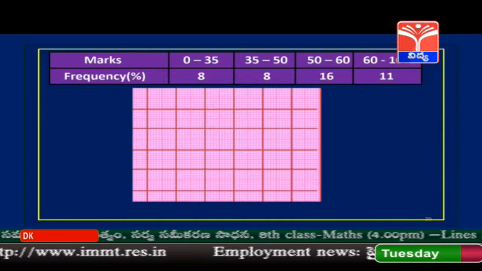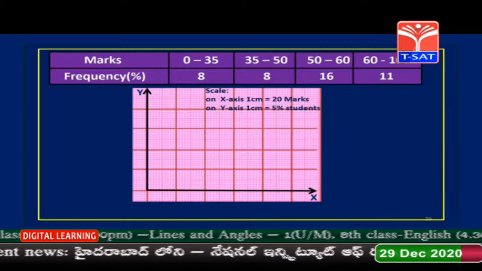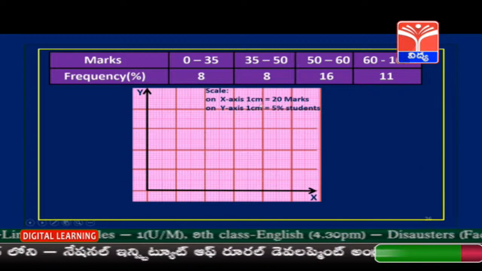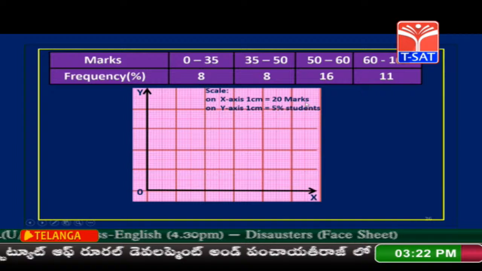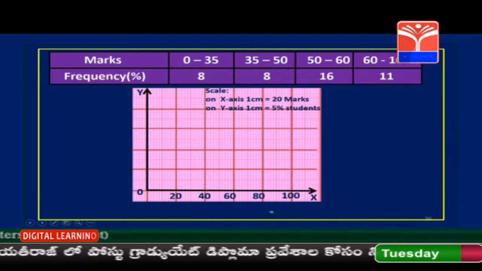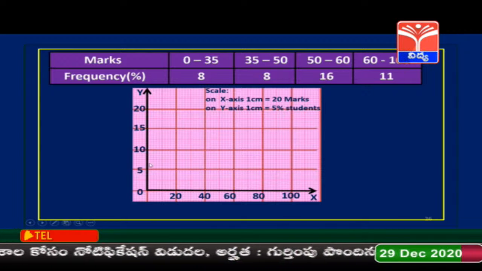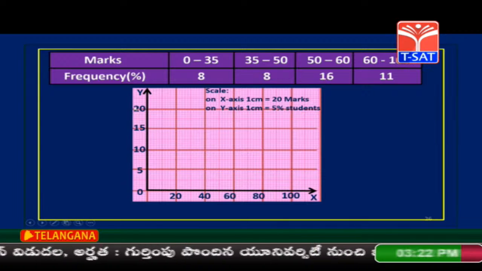Now I have to draw the histogram for this. I am taking the x-axis, y-axis, and scale. On the x axis, 1 centimeter equals 20 marks. So 0, first 20, 40, 60, 80, 100. On the y axis, 1 centimeter equals 5% students. So 5, 10, 15, 20.